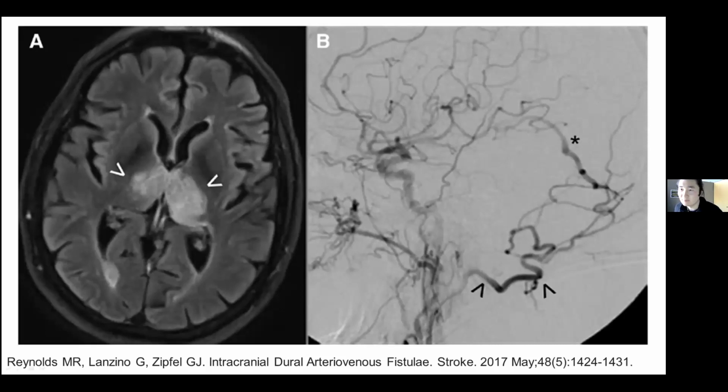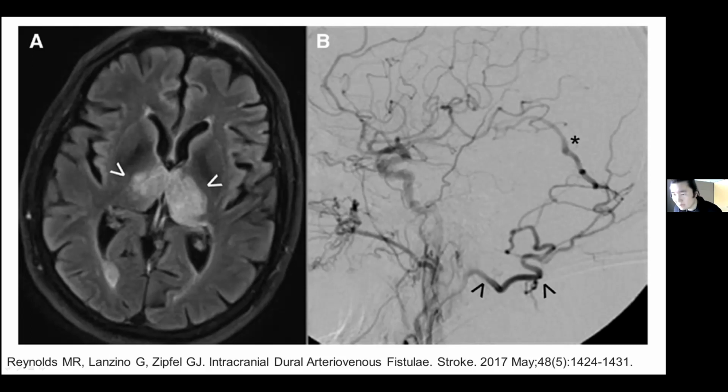This is an interesting case, a patient presenting with rapidly progressive dementia. On panel A on the left is the axial T2 FLAIR. You're seeing these hyperintensities in the bilateral thalami that are, in retrospect, edema related to venous congestion. And this is actually a dural AV fistula that's draining into the vein of Galen. On the right, again, is the corresponding cerebral angiogram, lateral view, again an injection in the left common carotid artery. It shows the dural AV fistula being fed once again by the occipital artery, shown by the black arrowheads. And you're seeing that early AV shunting into the deep venous system through the vein of Galen, which is marked by that lone asterisk there.